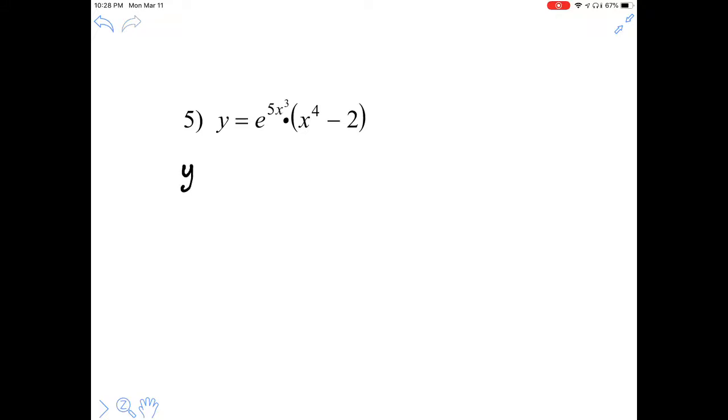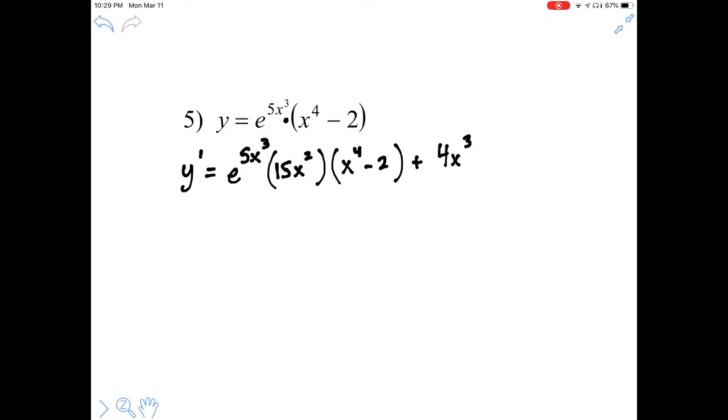So y prime is going to be f prime. That's the derivative of that first factor there, so that's going to be e to the 5x cubed times the derivative of 5x cubed, which is 15x squared. So that's f prime times g plus g prime. Now g prime is the derivative of that factor, so that's 4x cubed times f, or e to the 5x cubed.